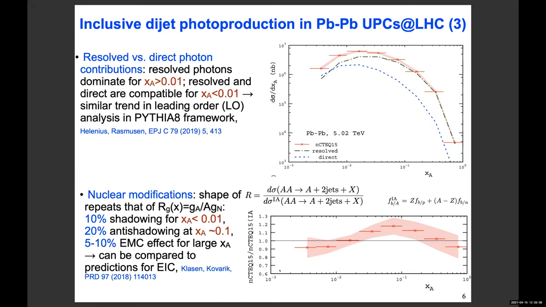When we plot the ratio R defined as such, we see that as a function of the momentum fraction x_A, the ratio R repeats the trend of the ratio of the gluon density in the nucleus to that of the proton. That is, for low x, we see some suppression of the ratio, which is called nuclear shadowing. And we see that this is a 10% effect in the ATLAS kinematics. Around 0.1, we have some enhancement, about 20%, which is anti-shadowing. And further down at large x, we have some insignificant suppression, which is called the EMC effect in the literature.